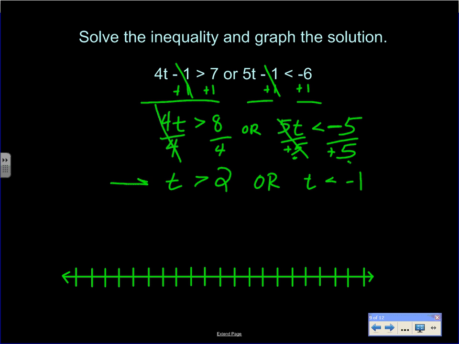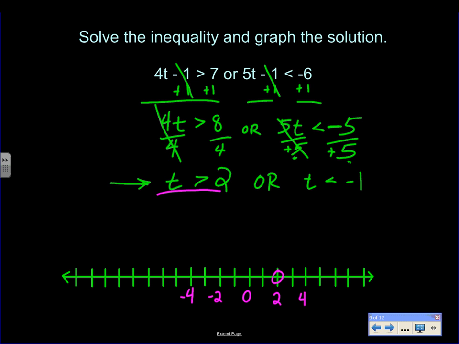So this line right here tells us our solution set. t has to be greater than 2, or t has to be less than -1. Let's go ahead and get some numbers down. So what are we looking at? One on the left: t is greater than 2. Open circle at 2.